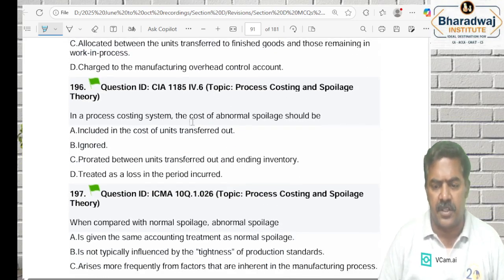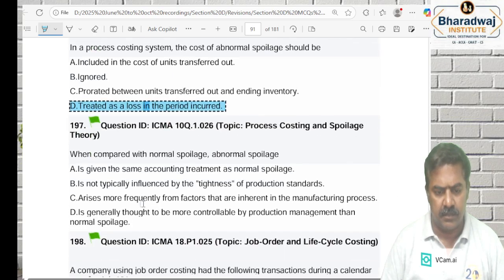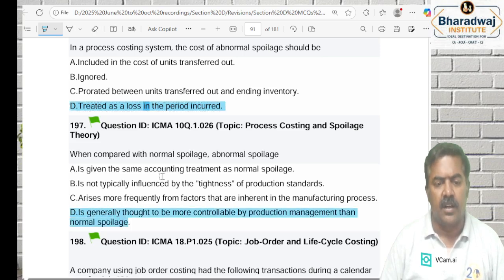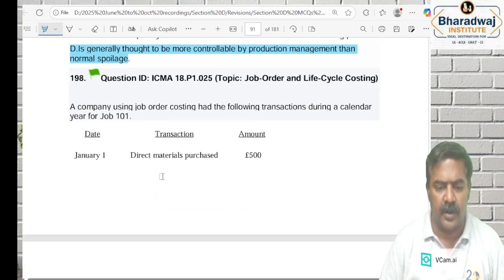In a process costing system, cost of abnormal spoilage is treated as loss. When compared to normal spoilage, abnormal spoilage is... Option B, sir. Yes, it is controllable. Normal spoilage is unavoidable, but abnormal spoilage you can avoid it.